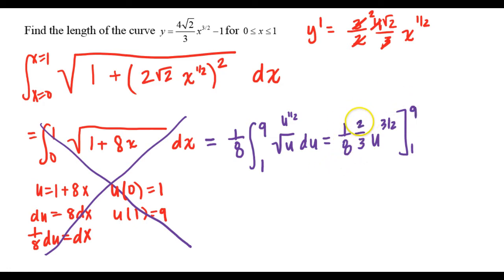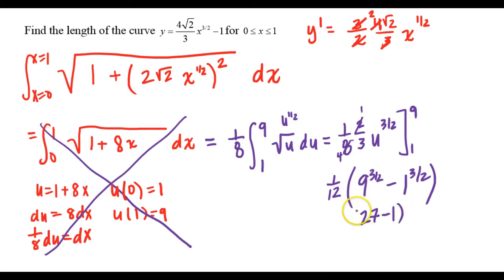So I'm going to go ahead and pull out this 1/12. So the 2 would cancel and go into 8 4 times. So this is 1/12, and I'm going to pull that out, and then I'm going to substitute 9 into u. So 9 to the 3/2 minus 1 to the 3/2. 9 to the 3/2 is the square root of 9, so that's 3. 3 cubed is 27. So this is 27 minus 1 times 1/12. So 1/12 times 26.